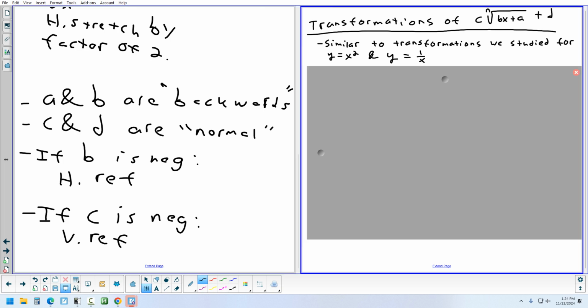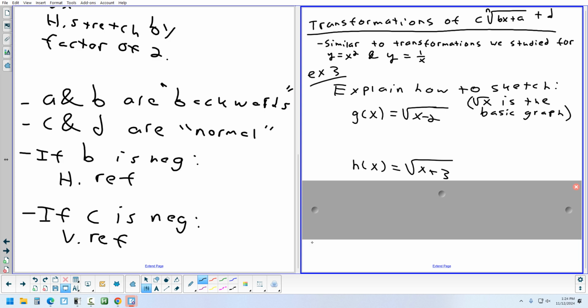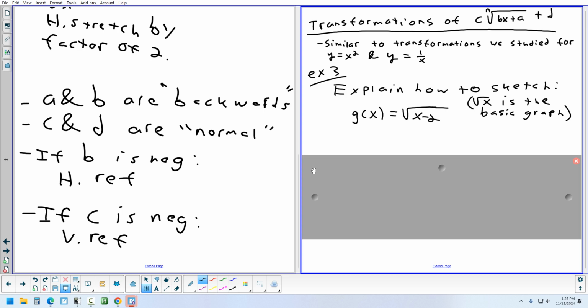So let's try an example. Look at g of x equals the square root of x minus 2. What I want to write down is what transformations you'd have to do to the square root of x to turn it into the square root of x minus 2.